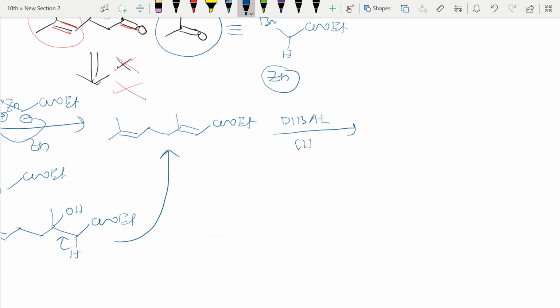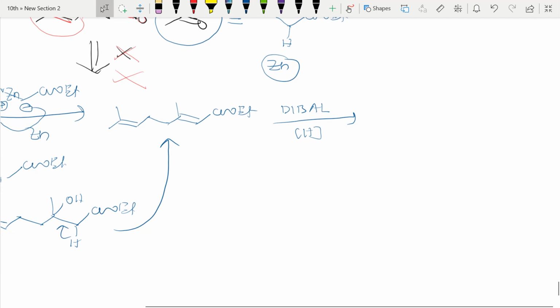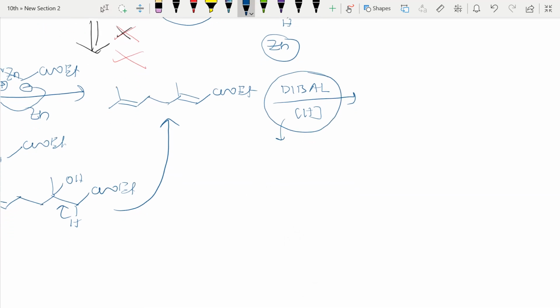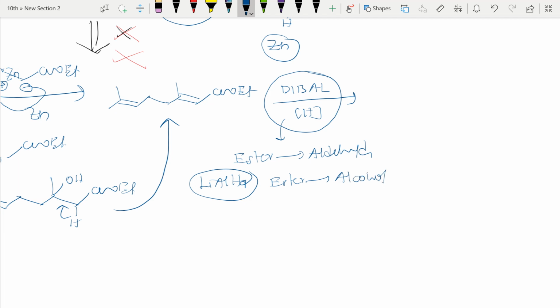DIBAL is a good reducing agent, and it is very selective. How does it select? See here, this DIBAL converts esters to just the aldehyde. If I add LiAlH4, this strong reducing agent, what will it do? It will convert this ester directly to alcohol. But I need to get the aldehyde.